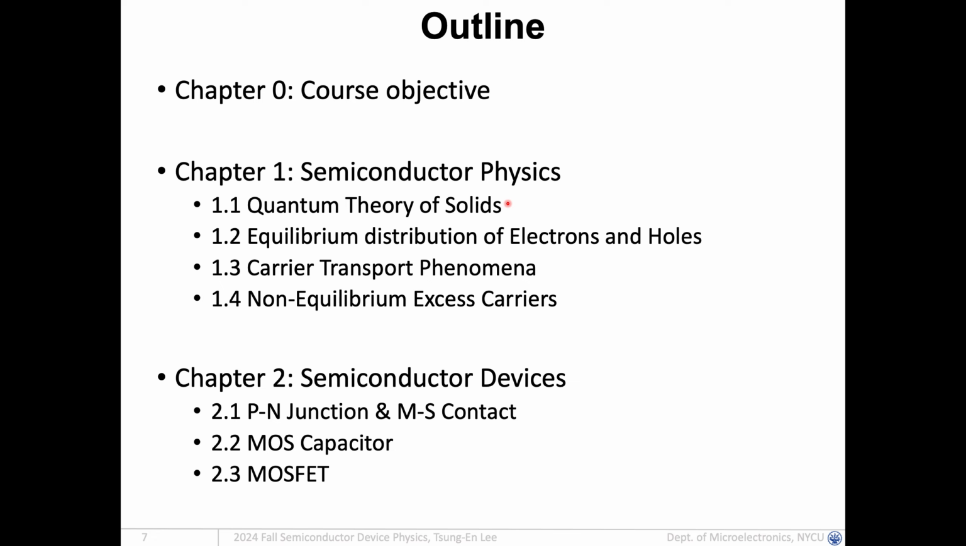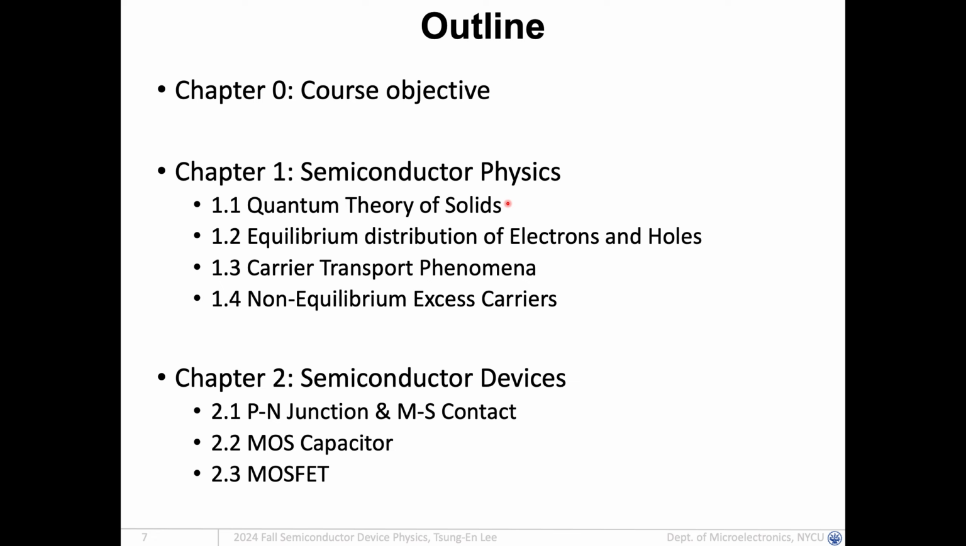In 1.1, I will introduce the quantum theory of solids. In chapter 1.2, we discuss the electrons and holes at equilibrium. In chapter 1.3, we will introduce carrier transport phenomena, including drift and diffusion. In chapter 1.4, we will shift from the equilibrium condition to the non-equilibrium condition, which is mainly attributed to excess carrier situations.